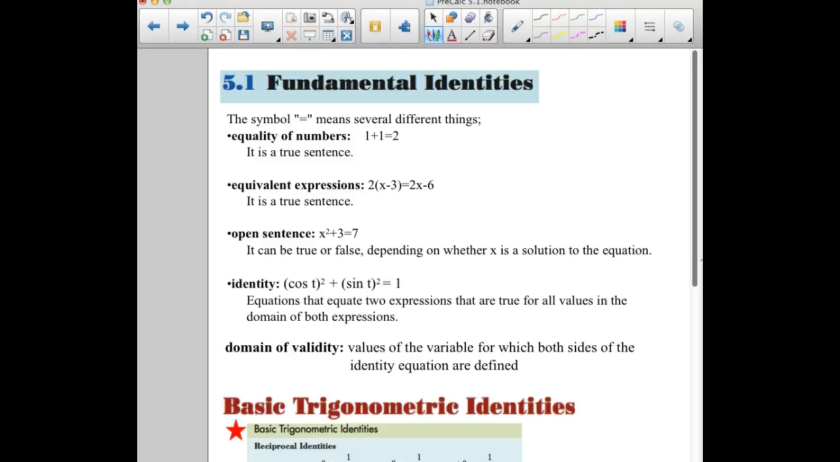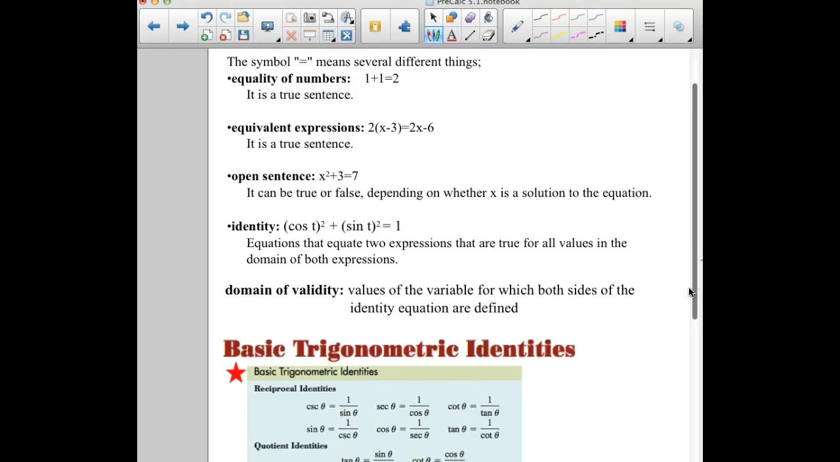All right, so the first thing, it says the symbol equal means several different things. It can be representing the equality of numbers, like we know 1 + 1 = 2, which is a true statement for all numbers. We know that equal signs can be used to show equivalent expressions, like 2 times the quantity x minus 3 is 2x minus 6, which is basically just saying that the two sides are equal. We can use equality symbols in an open sentence, like x squared plus 3 = 7, which is sometimes true. It just depends on if your x is a solution to that or not.